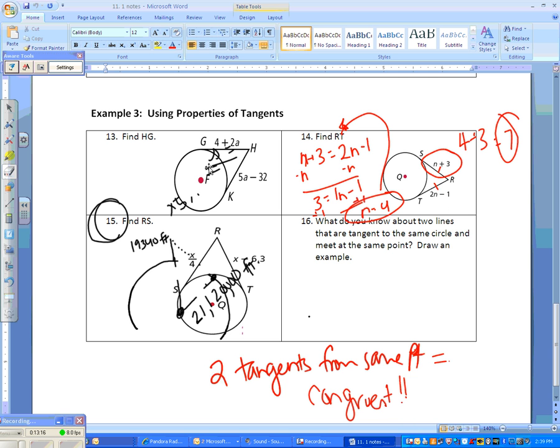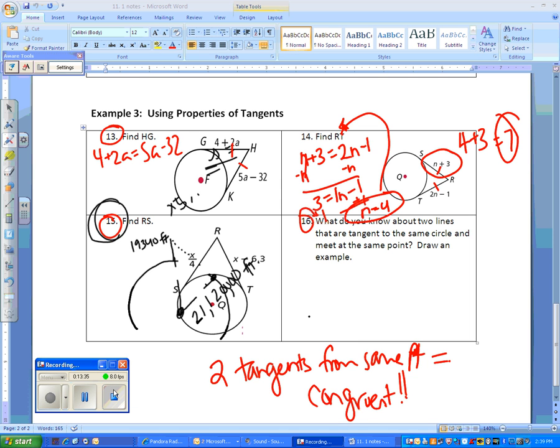Again, I'm sorry, I don't know why this isn't erasing, but to set up number 13 for you, since they're both tangent and they come from the same point, all you would do is 4 plus 2a equals 5a minus 32. So what you're going to do to finish is you're going to finish 13 and 15, and then you're going to answer number 16, and I'm going to check it at class tomorrow.